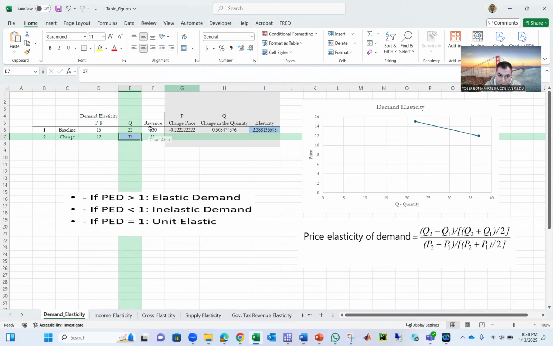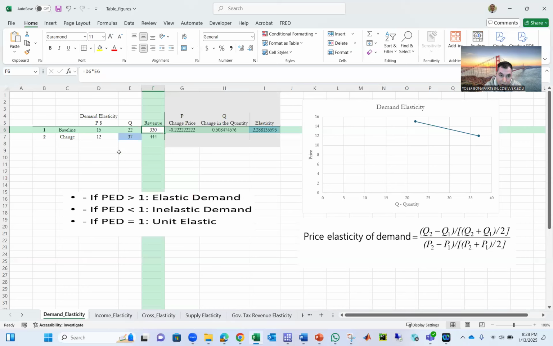If you calculate the revenue here, you can see 15 times 22 would be 330. But 12 times 37 is 444. So when the price goes down, there's more quantity, and the revenue is bigger.